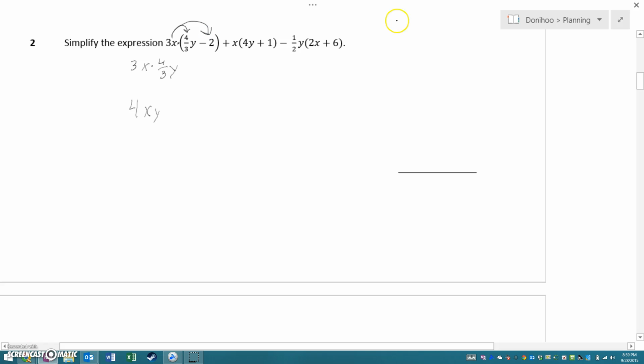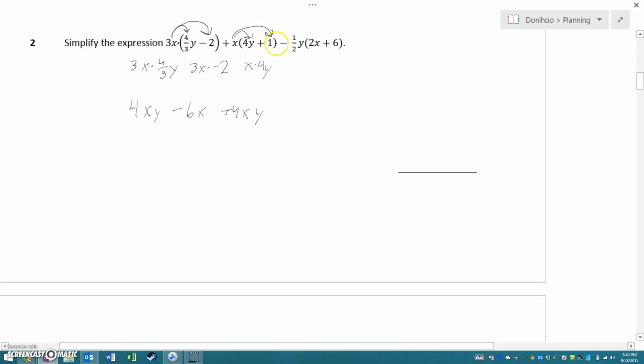Continuing the distribution. 3x times negative 2. Okay, 3 and negative 2, it's negative 6x. Done. Distributing here. X times 4y. Well, there's no number, so it's just going to be 4. There's an x, so there's an x. This had a y in it already, so there's a y. See, so there's a second term that's got xy.